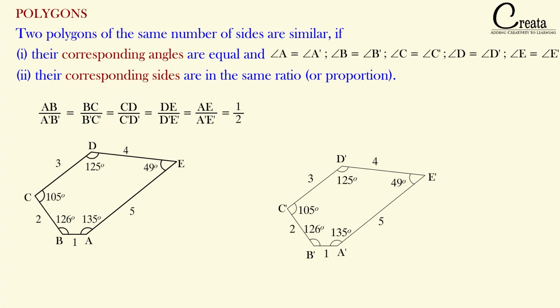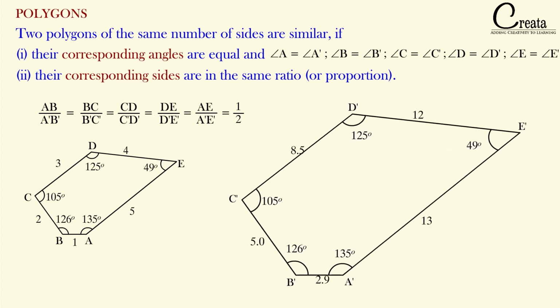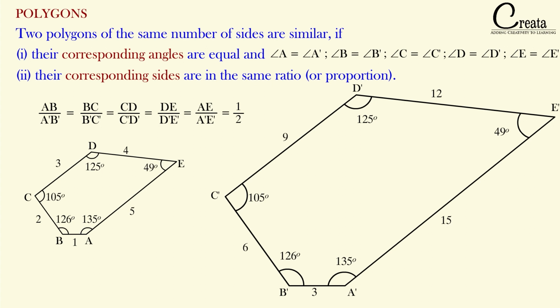The second, if you observe, as I increase the size of the right hand side polygon, the lengths of the sides are increasing, but they are increasing in a certain ratio. If you apply the second criteria, here also it is matching. And all the ratios of corresponding sides are 1 by 3. So we can say both of these figures are similar to each other.